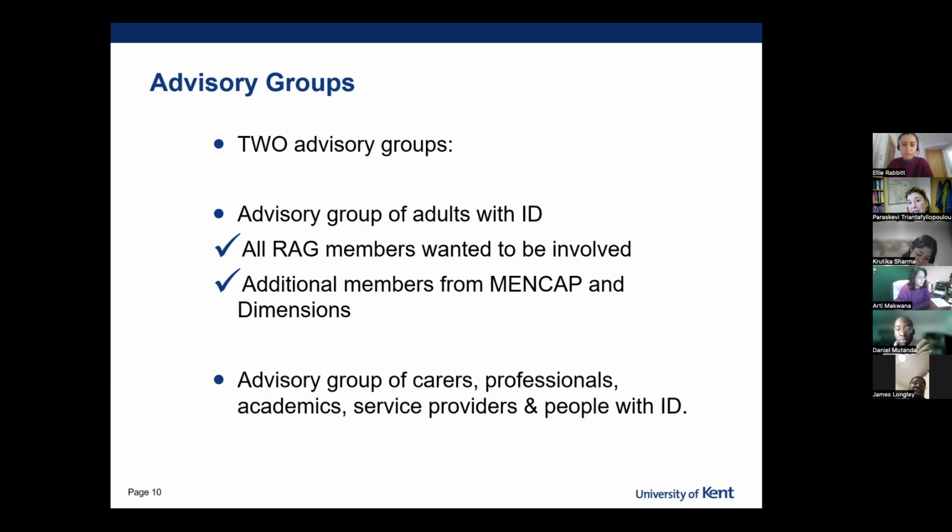So in the whole study, we had 2 different advisory groups. One advisory group was with adults with learning disabilities, where we were going through everything with them. We also had a different advisory group of carers, professionals, academics and service providers, but also including people with learning disabilities. The learning disability advisory group was much more hands-on, but they were also included in the second advisory group, where we were looking at the study overall, thinking about the study as a whole and its progression.